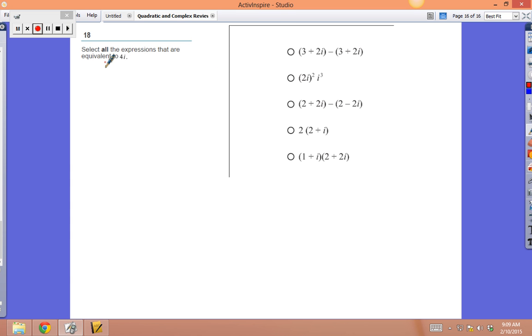Select all that are going to give you something similar to 4i. So we kind of got to go through them one at a time. 3 minus 3 is 0, but 2i minus 2i is 0 as well, so that one's no good. Okay, 2i squared. You need to do 2i times 2i. So it's going to be 4. I times I is a negative. And then you need to multiply that by i cubed, and i cubed, that's a negative. So that negative is going to make that negative positive, so you got 4i. So that one works.